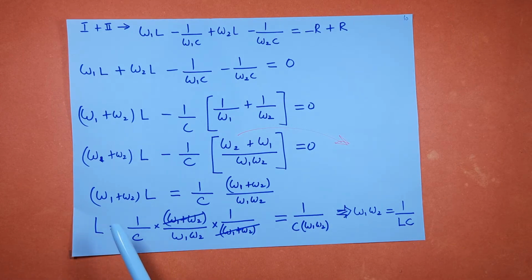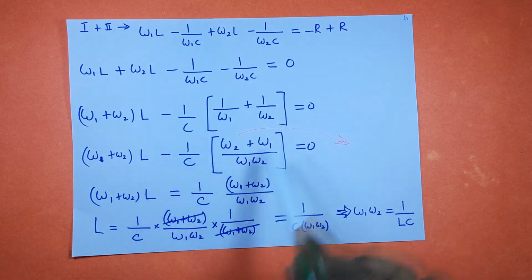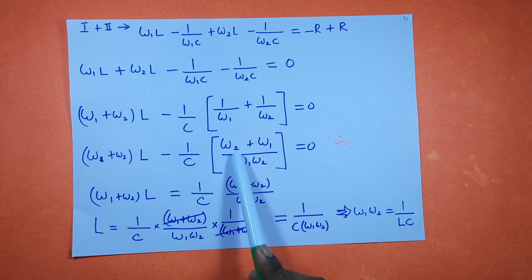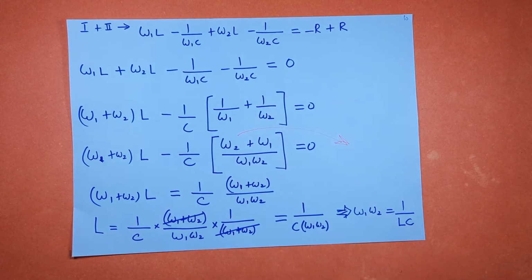Next what you can do is this: I am just cross multiplying, (omega 1 plus omega 2) into (L minus 1 by C omega 2 plus omega 1 divided by omega 1 omega 2) equal to 0. Now you take the second term to the right hand side. So we get (omega 1 plus omega 2) into L equal to 1 by C (omega 1 plus omega 2) divided by omega 1 omega 2.